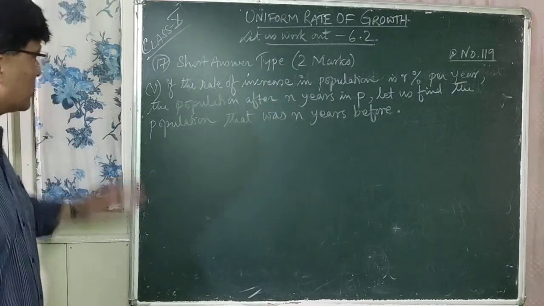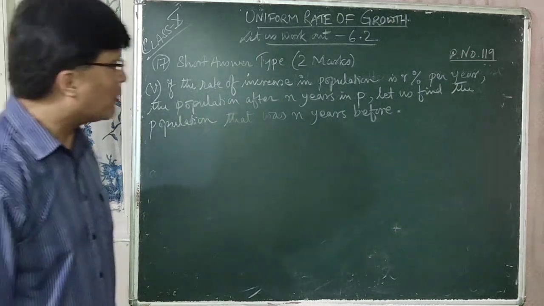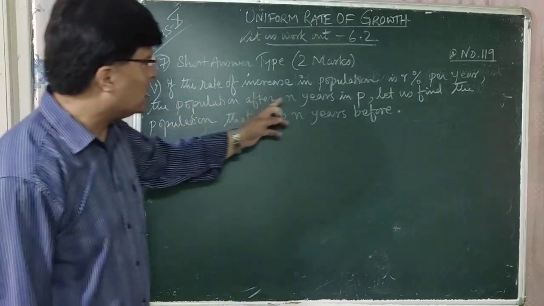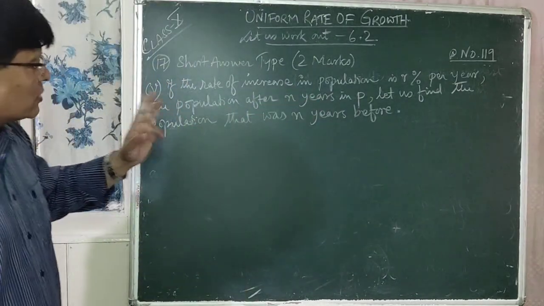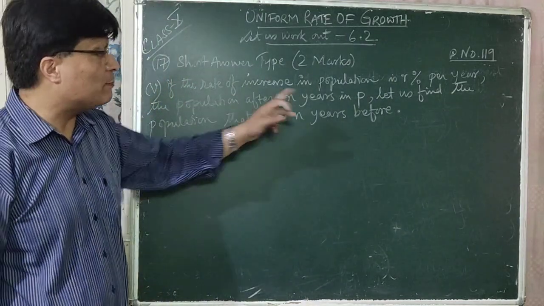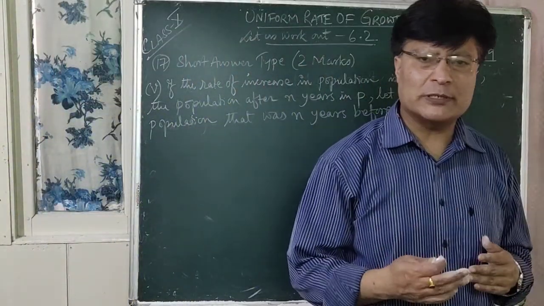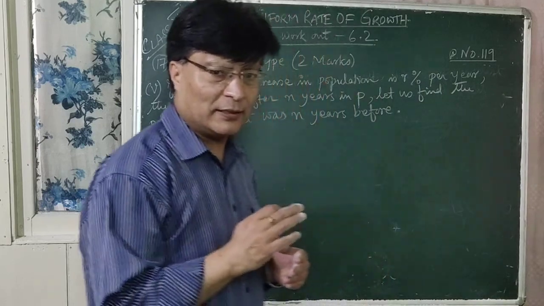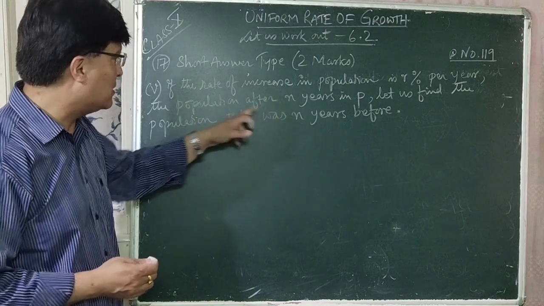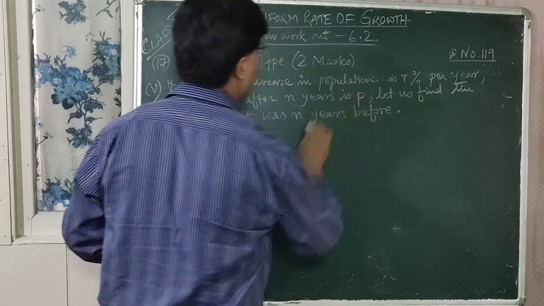So now we are doing the next question, that is 17 number 5. The question is, if the rate of increase in population is R% per year, the population after n years is P. If the rate of increase in population is R% every year, then the number of population is P. That is after n years the population is P. The population is P, right?